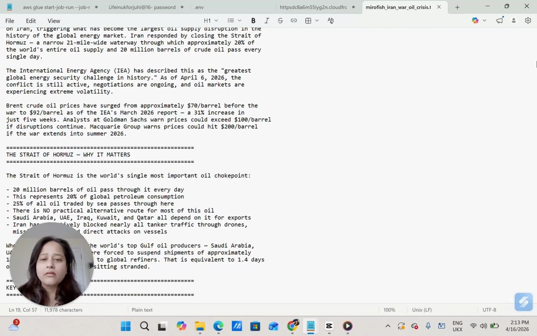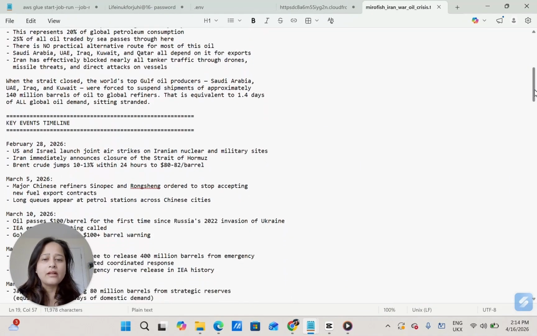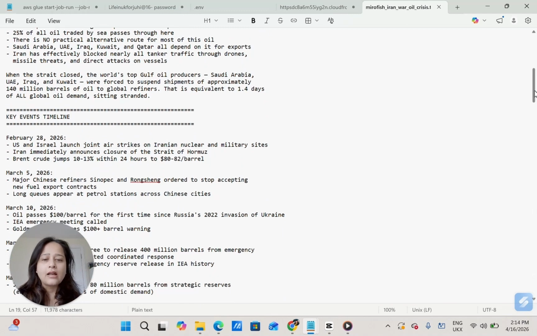My document also includes the oil price data, like Brent crude going from $70 a barrel to $92 a barrel in just 5 weeks. It covers the impact on 15 different countries, the UK, the US, Japan, Philippines, China, India. And it covers the industries hit hardest, like airlines, shipping, agriculture.